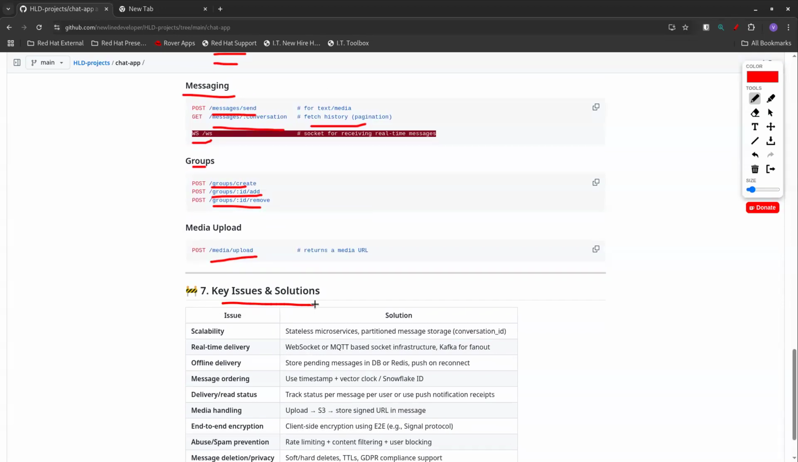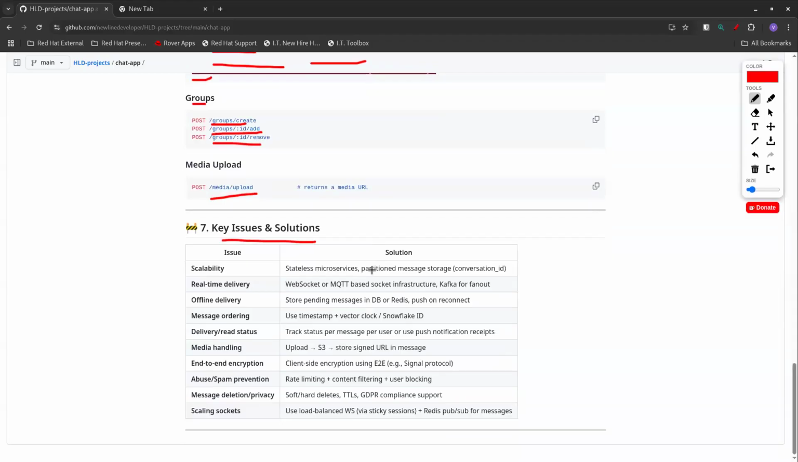And what are the key issues and solutions? Scalability is one of the issues. Okay. So what is the solution? It would be to maintain stateless microservices and partition the message storage based on the conversation ID. So this is one of the ways to scale the system. Okay. Then real-time message delivery: we can use WebSockets or MQTT-based socket infrastructure, and Kafka for fan-out architecture. Okay. And then offline delivery is another one: store pending messages in the DB or Redis, and push when they reconnect.